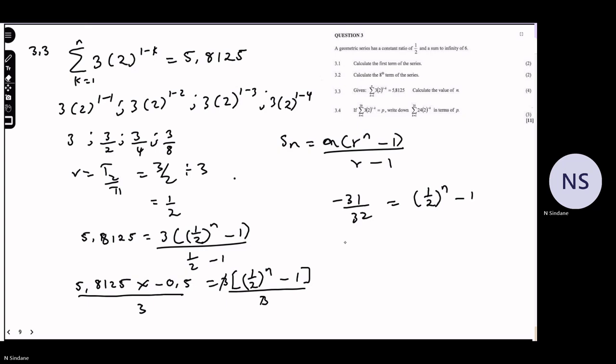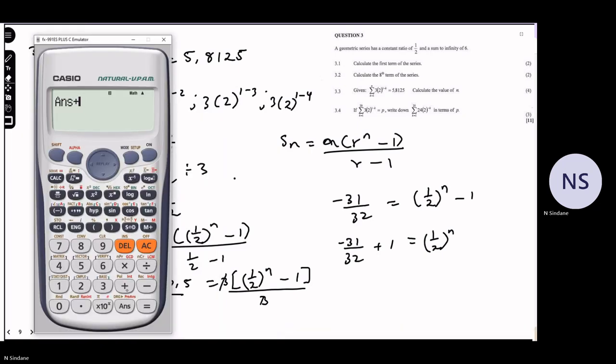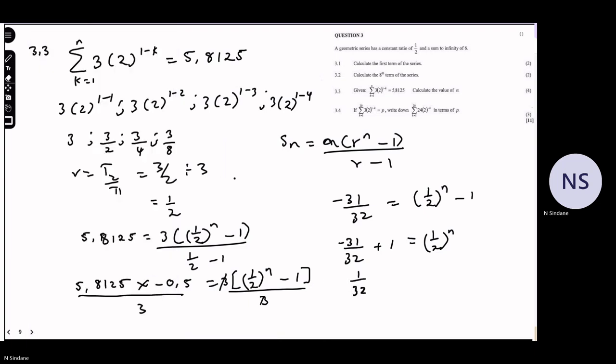Take this to the other side: this will be minus that, then plus 1, which is equal to 1 over 2 to the power n. Let's get our calculator. Our answer plus 1, we're getting 1 over 32. So 1 over 32 is equal to 1 over 2 to the power n. This is like 2 to the power negative 5 equals 2 to the power negative n. Therefore, n is equal to 5. Right? The solution of that is n equals 5.